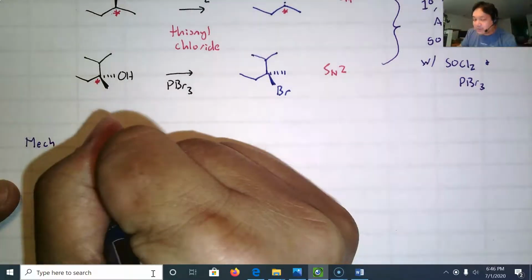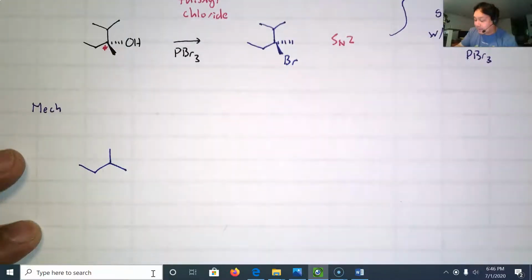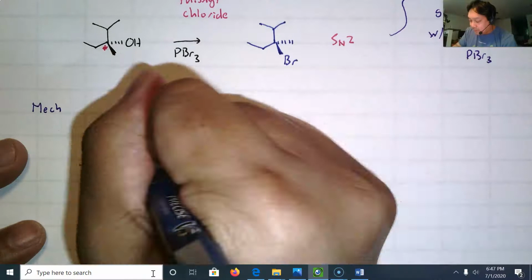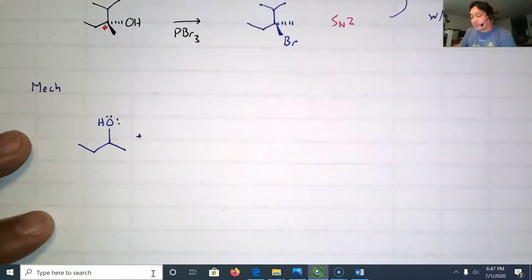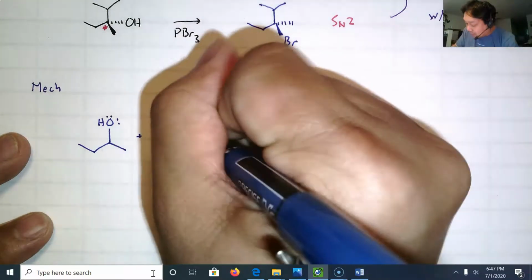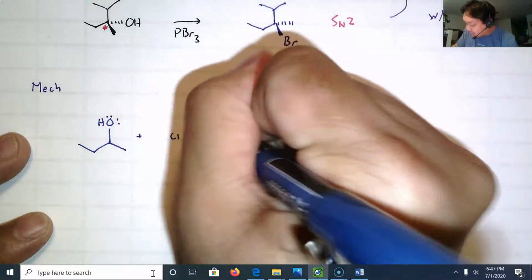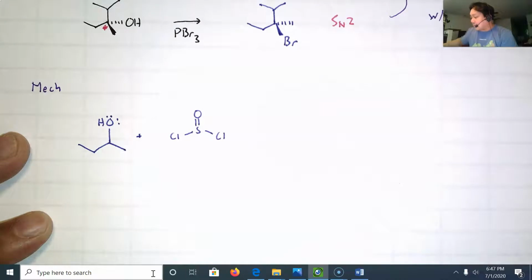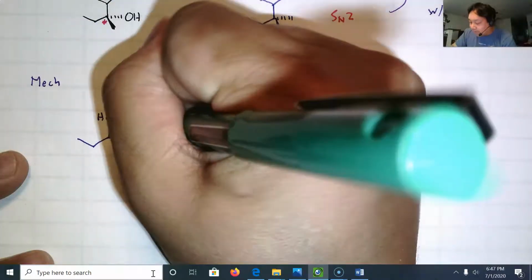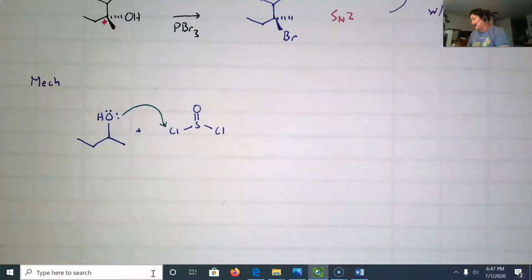Okay, no stereochemistry for a mechanism. We're going to have to make this into a good leaving group. That's always the case with substitution of alcohols. And thionyl chloride looks like this. If you look up the mechanism online, there are many or several methods.